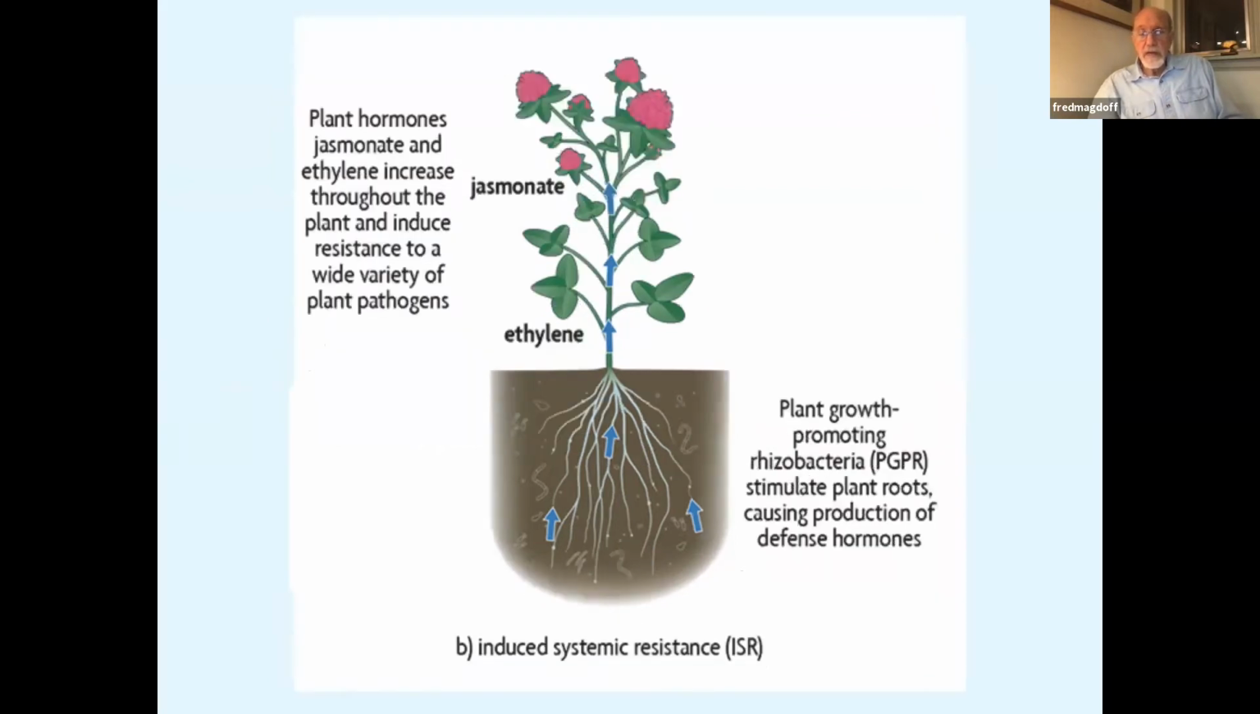Next slide, please. Again, this is from the book. This is all from chapter 8, some of these, by the way. This is a different type of resistance. These are plant growth promoting bacteria in the rhizosphere. They stimulate the plant roots, causing them to produce defense hormones such as ethylene and jasmonate that get increased throughout the plant. And those also provide resistance to a variety of plant pathogens. So this is called induced systemic resistance. So we want those organisms in the soil so that they'll be there to be able to do this. Okay, next slide, please.